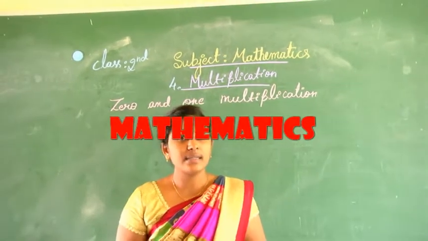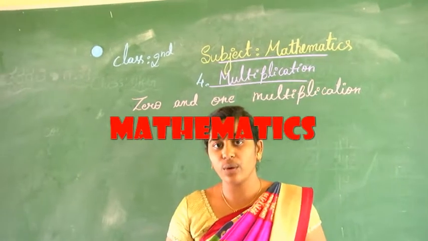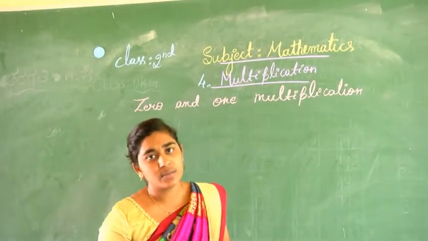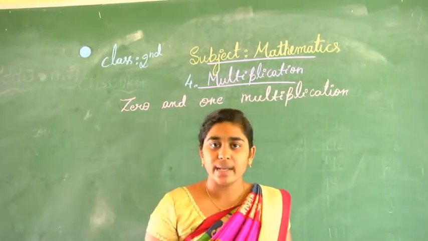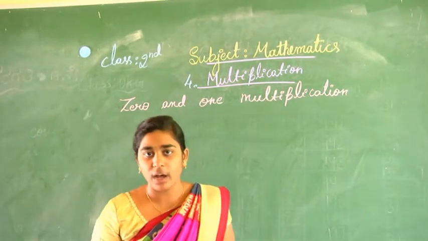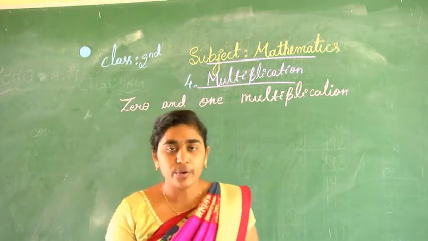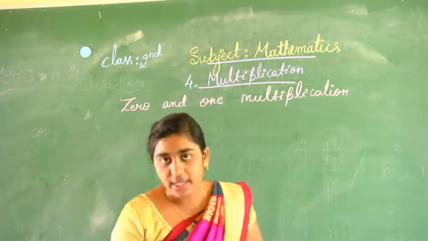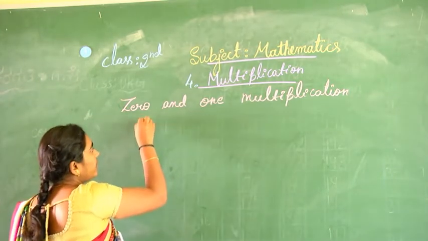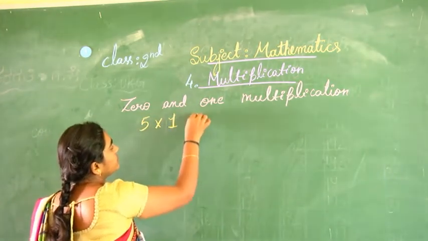Hello children, in this class let's study about 0 and 1 multiplication. That means when we have a number which is multiplied with 0, what will be the answer, and when it is multiplied by 1, what will be the answer. If you see your textbook, we have a question like this. What is 5 multiplied by 1?